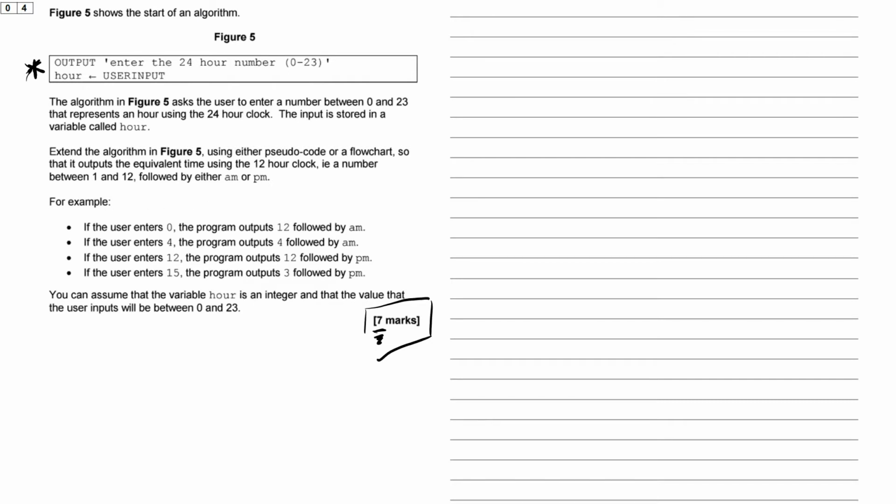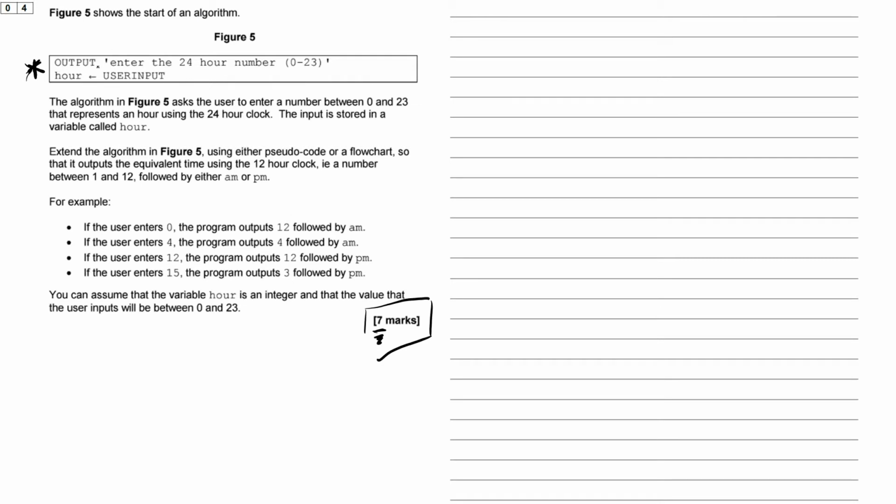Then you've got there some examples. If the user enters a 0, the program should output 12 followed by AM. If the user enters 4, the program outputs 4 followed by AM, and so on. It says there you can assume that the variable hour is an integer and that the value that the user inputs will be between 0 and 23. So it's telling us really that we don't need any error checking going on with our data entry that we've got going on here. So you've got a few things to think about.